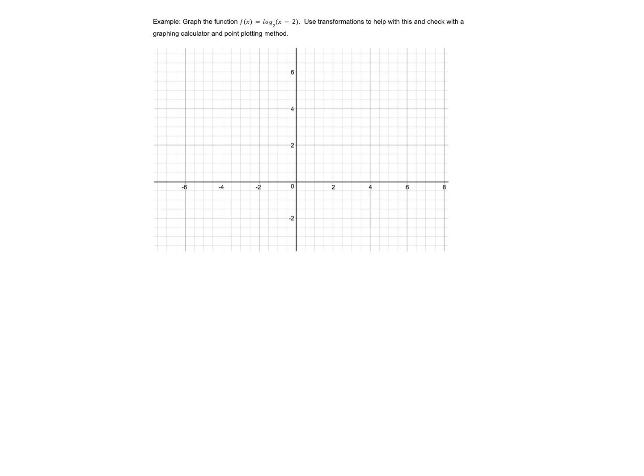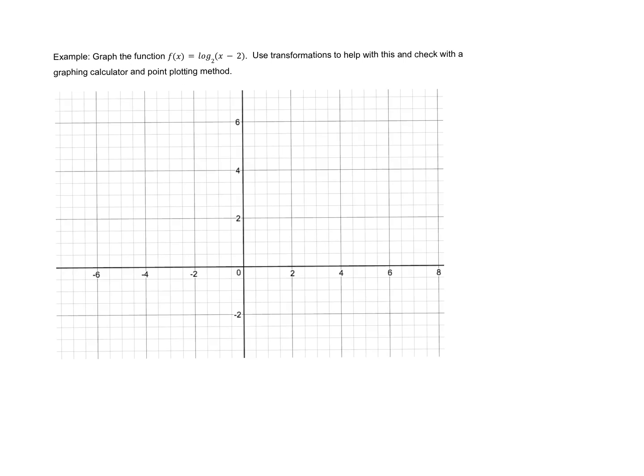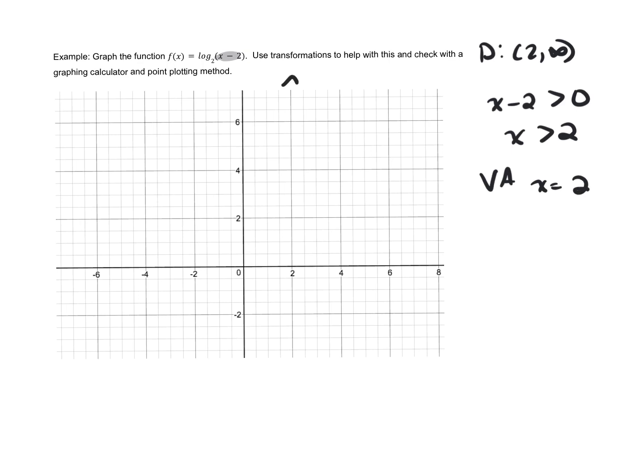So let's go and look at how we do one of these graphs. So I have to graph the function log base 2 of x minus 2. Use transformations to help with this and check with a graphing calculator. So if I want to first look at the domain, I look inside, and I would start there. So I want x minus 2 to be greater than 0. So add 2, x is greater than 2. So I know my domain is 2 to infinity. That's fine. But that also tells me the vertical asymptote is x equals 2. So I know there's going to be a vertical asymptote here.